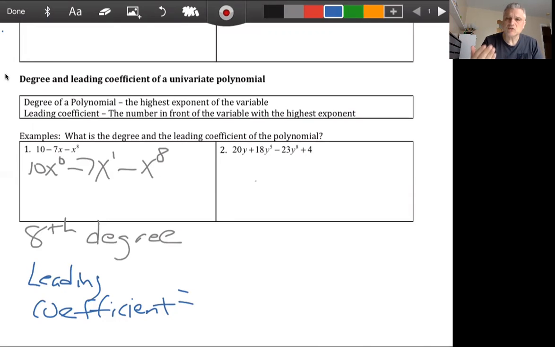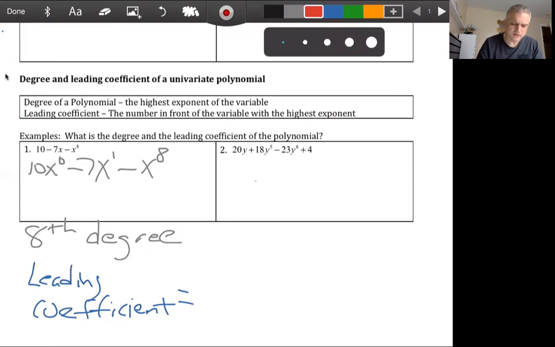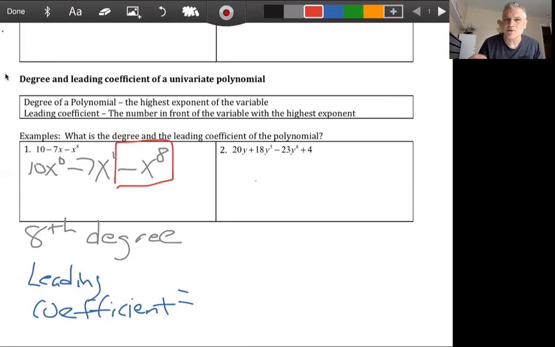So all you have to do is take the term that had the highest degree. So which term had the 8th degree? Well, obviously it was this one. And you say, what number is in front of that x to the 8th? You say, well, there's a negative sign. And again, invisible math. There is a 1 in front of an x to any power. So your leading coefficient is -1. And that's it. That is your example. Easy peasy.